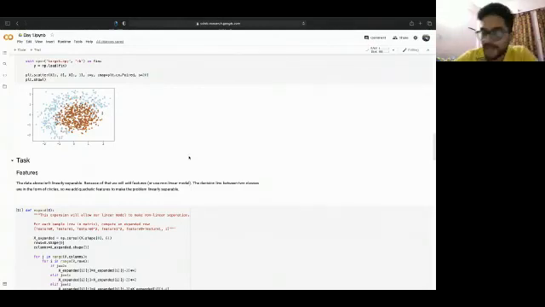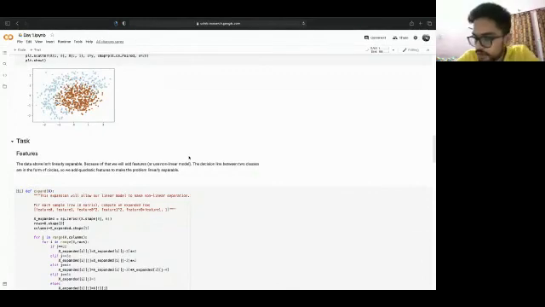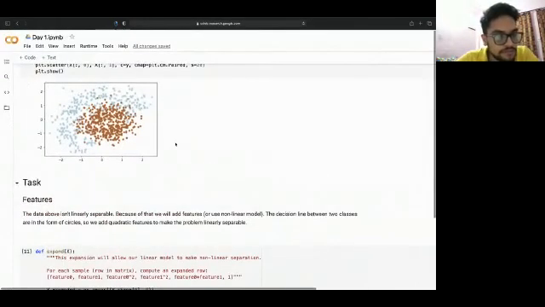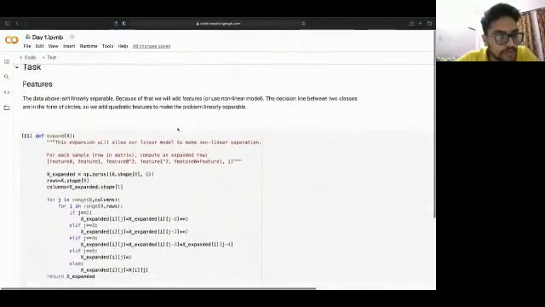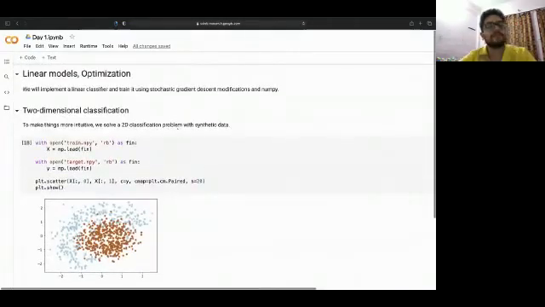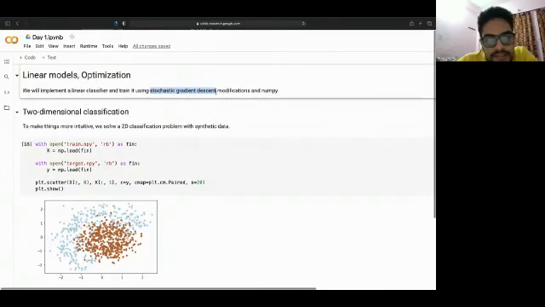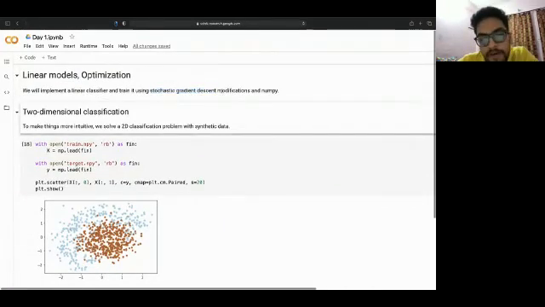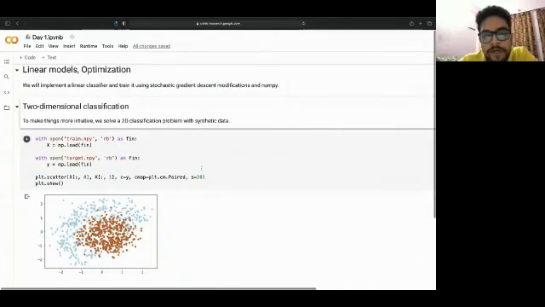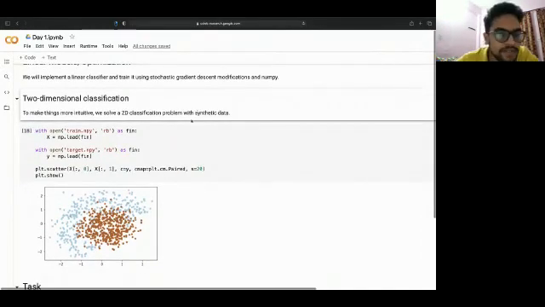So here, what we plan to do is implement a simple linear classifier and try to train it using stochastic gradient descent. This is something I haven't touched upon as yet, but I'll be doing so as I move forward with the notebook. And we'll be doing this with the help of NumPy.